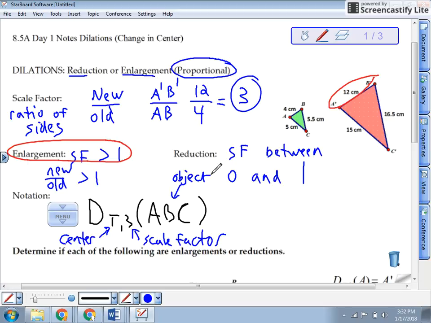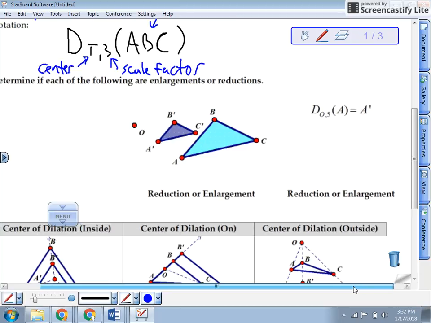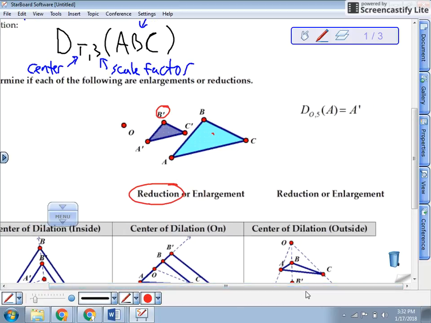Now, a couple quick examples. We'll get to some more here. Determine if each of the following are enlargements or reductions. Well, you want to look at tick marks. Tick marks, so that's our new. This shape is our new. Here's our original. So it got smaller. That's obviously a reduction. This one they just give us the notation. Remember, the key thing right here is there's our scale factor, greater than 1. So that is an enlargement. That's how easy it is.